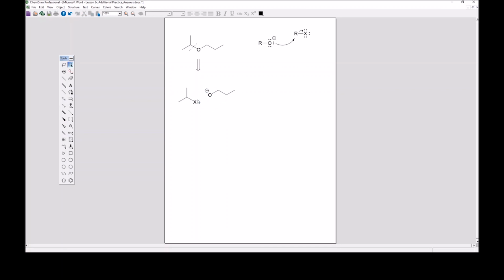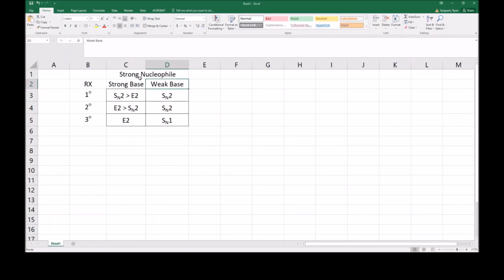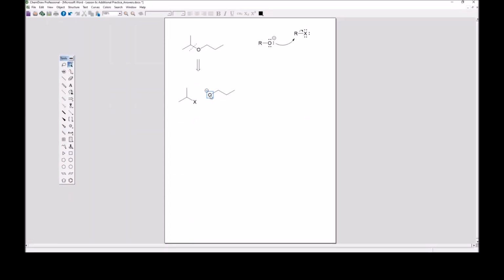And if I try to make it from these pieces right here, this is a strong base and a strong nucleophile, and this is a secondary alkyl halide. And if we look at our table, a strong base, strong nucleophile with a secondary alkyl halide will go E2 more than it will Sn2. So this combination right here is more likely to result in elimination, meaning that that alkoxide oxygen is more likely to come over here and pluck off the hydrogen off of the side and form an alkene instead of hitting that carbon because the carbon right here is secondary.